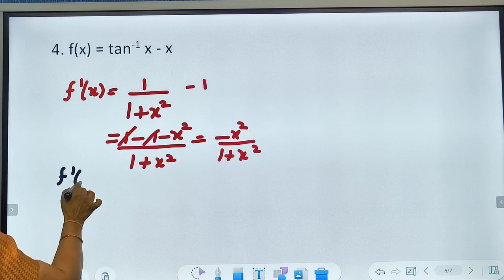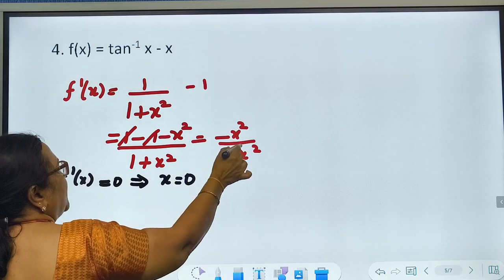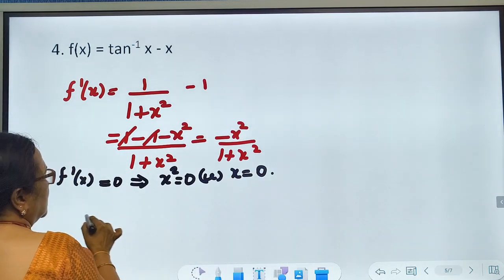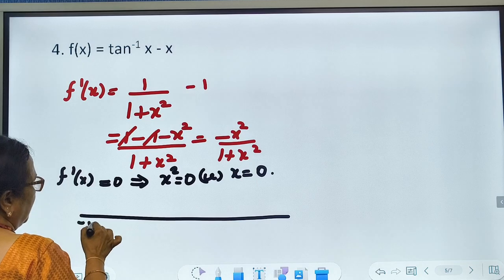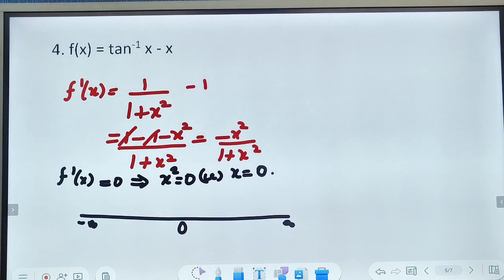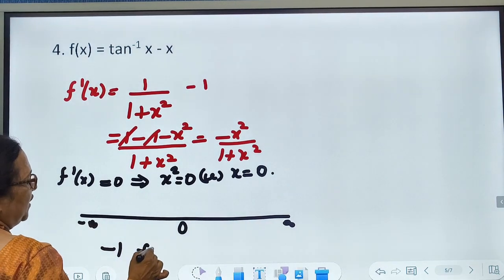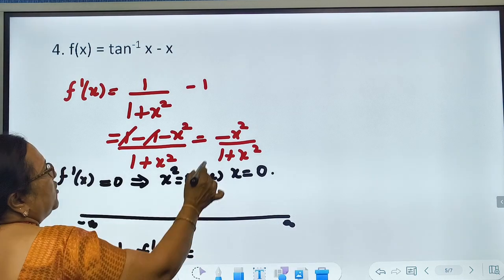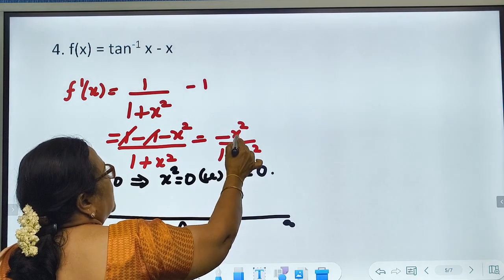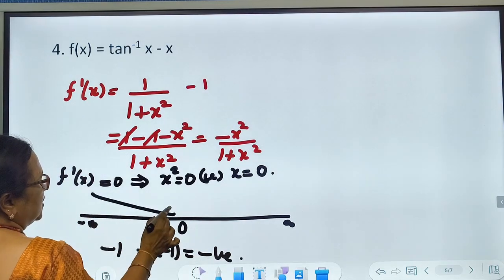So f dash of x equal to 0 would imply x is 0. x square is 0, that is x is 0. So you have minus infinity to infinity and the critical point is 0. Now take any value here, minus 1. What is f dash of minus 1? I have to substitute here. When I put minus 1 here, minus 1 square is 1. So this will be negative. So the function is decreasing.